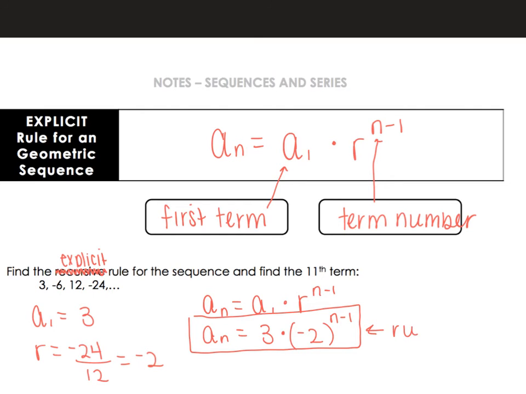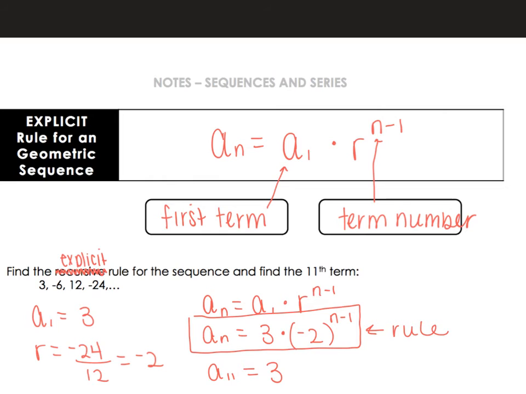Okay, so that's our rule. And now with this, we can find any term we want. They're asking us for the 11th term. What's great is we don't need to find the 5th, 6th, 7th. We don't need to find every single term to get to the 11th. We can just plug in 11.